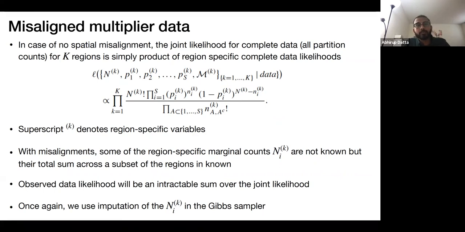With spatial misalignment, the observed data likelihood, once again, is going to be a sum of this joint likelihood over various choices of the u and the v variable. And that, again, is going to be intractable. And so we'll use the same trick: we want to use this nicer looking joint complete likelihood instead of the summed-over observed data likelihood, and we'll do imputation of the missing counts to keep using this.